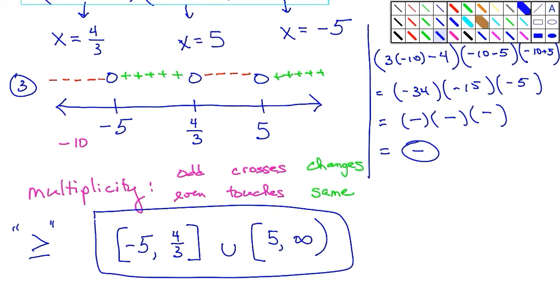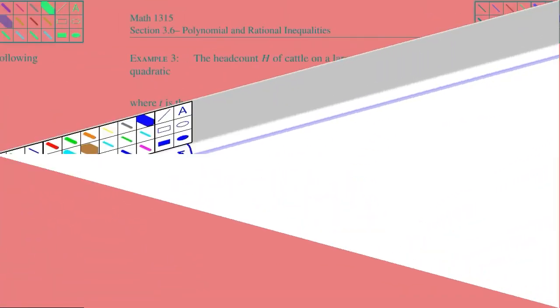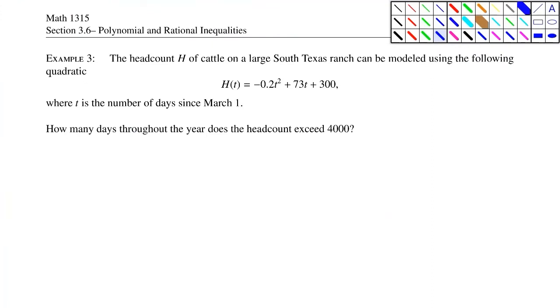Example number 3. The head count, H, of cattle on a large South Texas ranch can be modeled using the following quadratic. H of t is equal to negative 0.2 t squared plus 73t plus 300, where t is the number of days since March 1st. How many days throughout the year does the head count exceed 4,000?